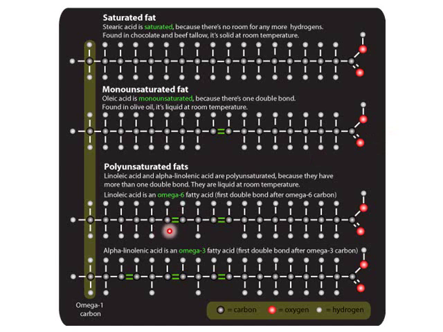Now here are 2 other 18 carbon chain molecules. This one is linoleic acid. It has 2 double bonds, which makes it polyunsaturated. Polyunsaturated means more than 1 double bond. So it's an omega-6 because the first double bond is in the omega-6 position, and alpha-linolenic acid is an omega-3 fatty acid because the first double bond is in the omega-3 position.